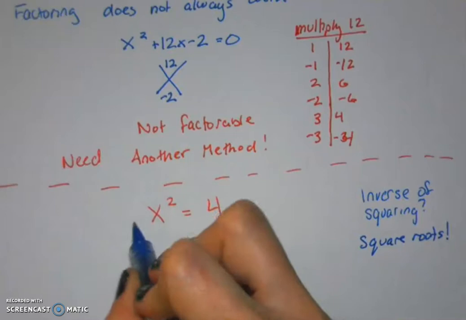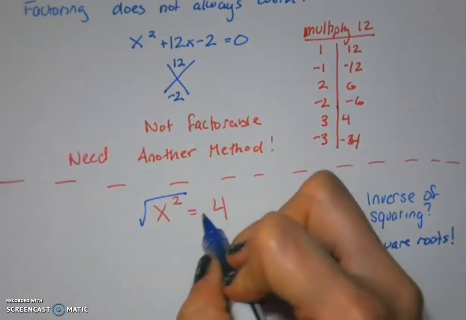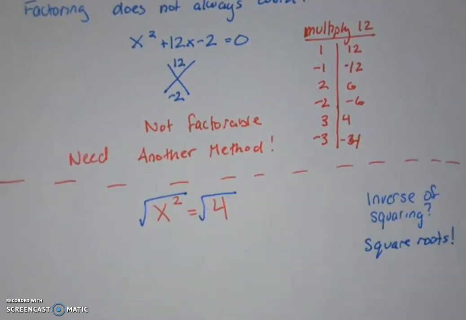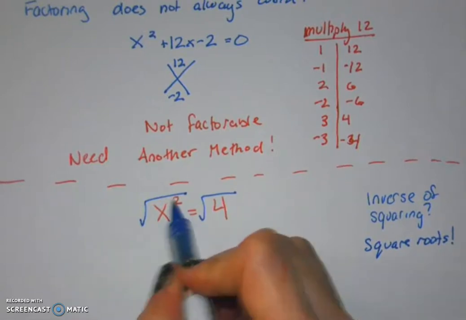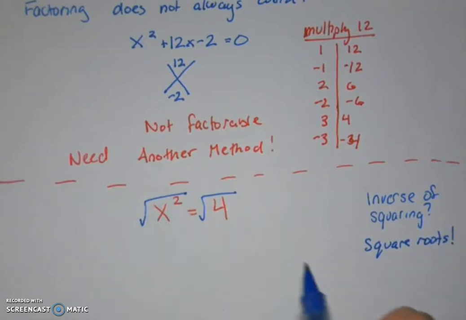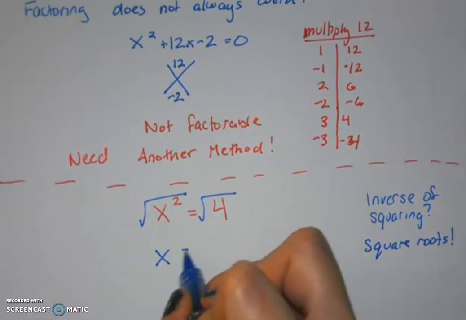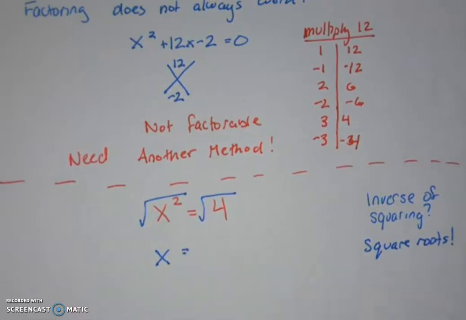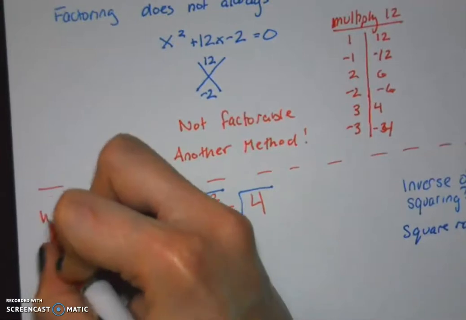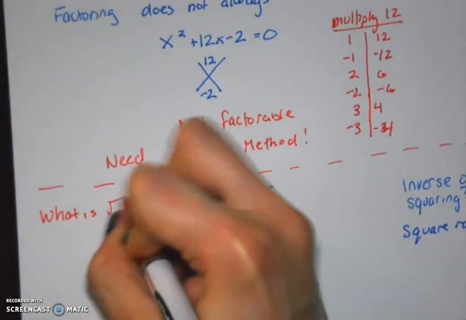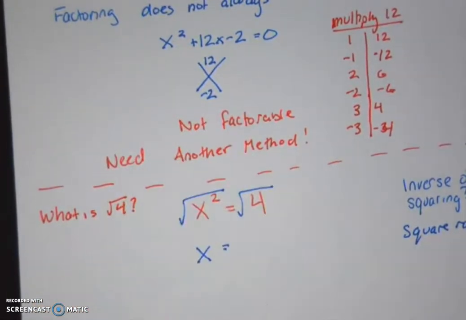So I could take the square root of this side and the square root of that side. Because just like in any equation, whatever you do to one side, you have to do to the other. Now these are inverses. It's just like addition and subtraction. When I do the inverse, they negate each other and I'm just left with x. Now what is the square root of 4?